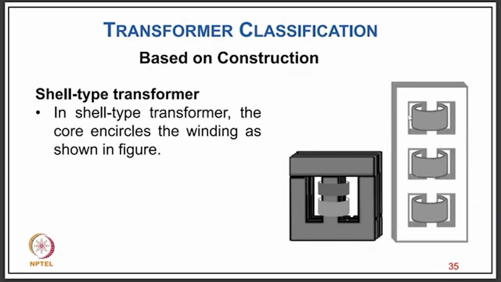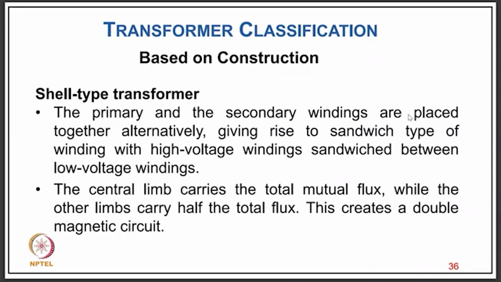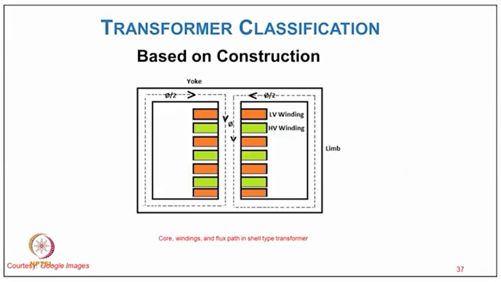There is another shell type of construction where we put all the three windings on the central limb even in the case of three phase. In the shell type transformer, the primary and secondary windings are placed together alternately, giving rise to a sandwich type of winding with the high voltage winding sandwiched between the low voltage windings, and the central limb carrying the total mutual flux while the other limbs carry half the total flux. This creates the double magnetic circuit.